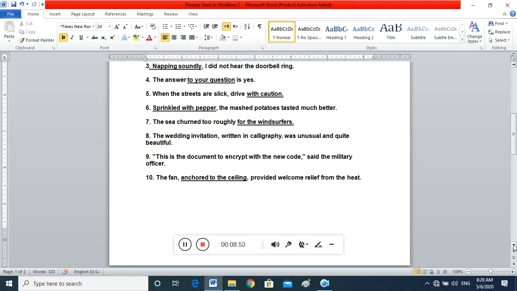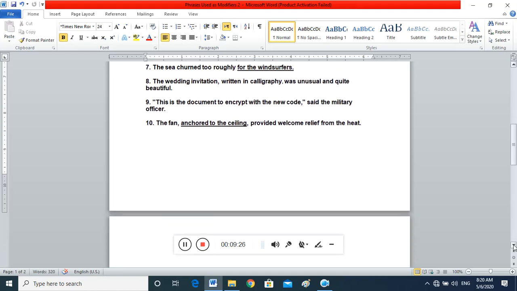Number 10. The fan anchored to the ceiling provided welcome relief from the heat. Anchored to the ceiling, a participle phrase. Yes, this participle phrase modifies the word fan, so it acts as an adjective. Draw the arrow from anchored to the ceiling to the word fan.